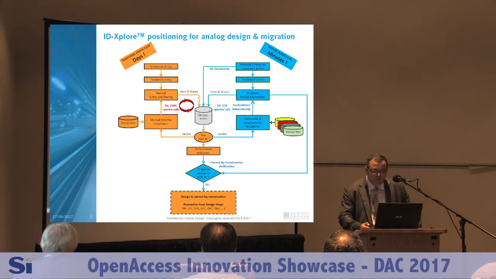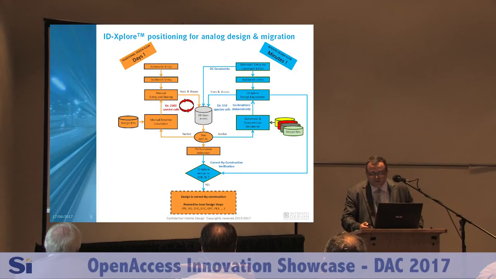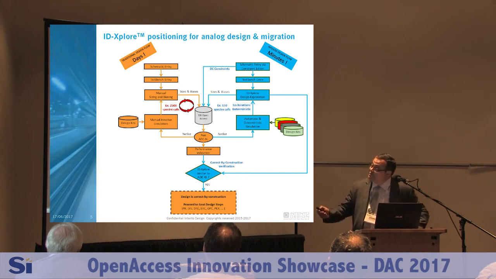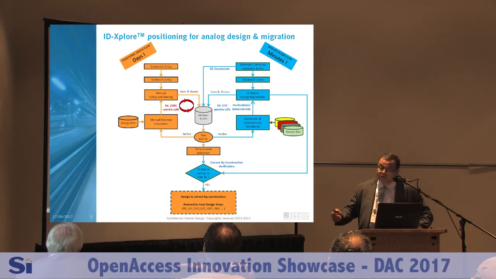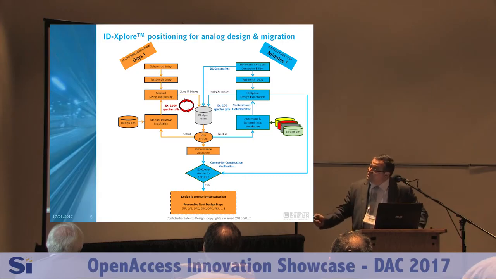Here I present the traditional design flow of analog on the left, and on the right we present the Intento Design flow. Let's see what is different between these two flows. On the left we start with a schematic entry, followed by a test bench entry, and then we enter into an iterative process that can be thousands of iterations, depending on the complexity of the design. Once we get the size and bias correctly, we put them into the open access database, we go through Excel, and we validate the performance.